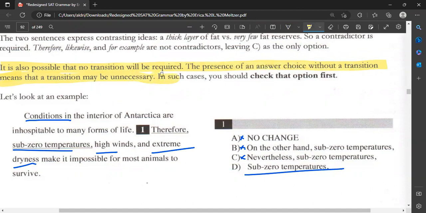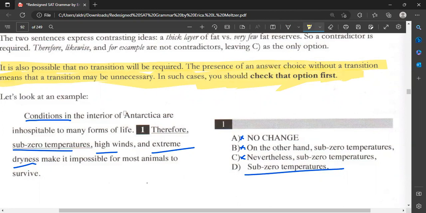Okay, so the presence of an answer choice without a transition means that a transition may be unnecessary. In such cases, you should check that option first. That's actually just a trick here that we may use. So if we say that conditions in the interior of Antarctica are inhospitable to many forms of life, what's coming afterwards? Remember, let's cross out the underlined portion. High winds, extreme dryness make it impossible for most animals to survive.